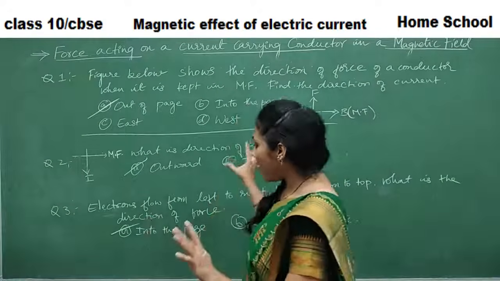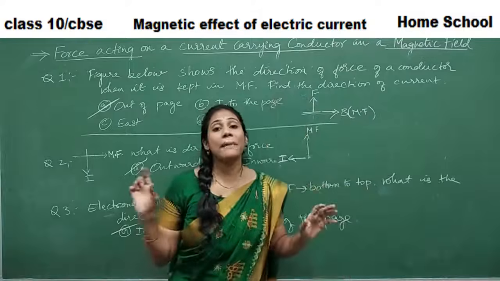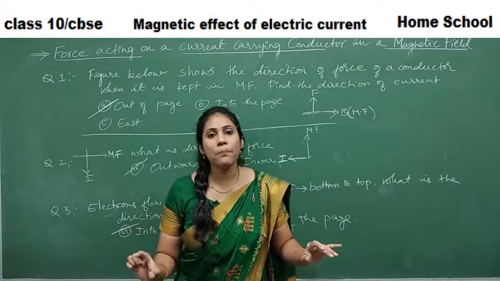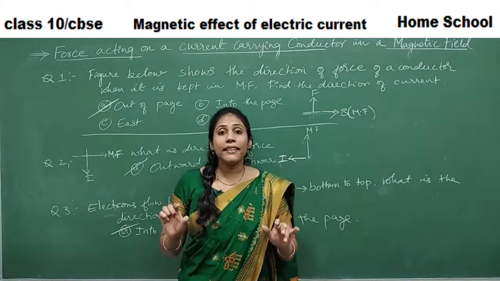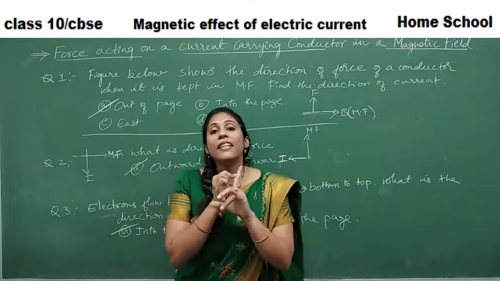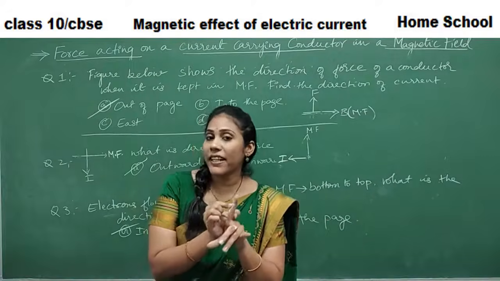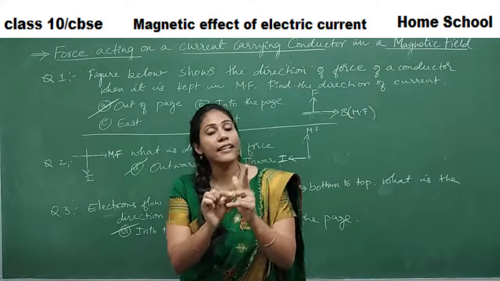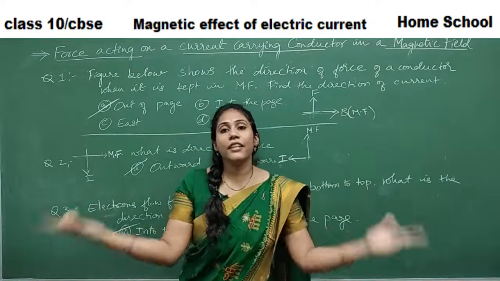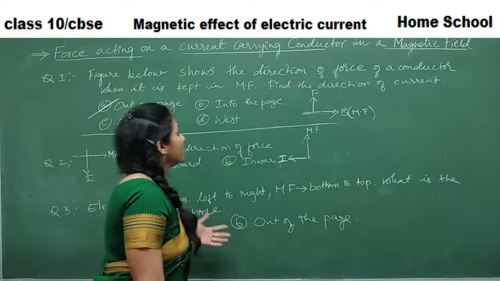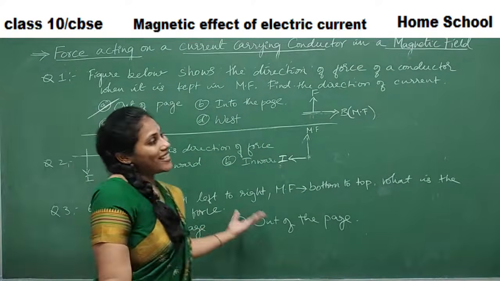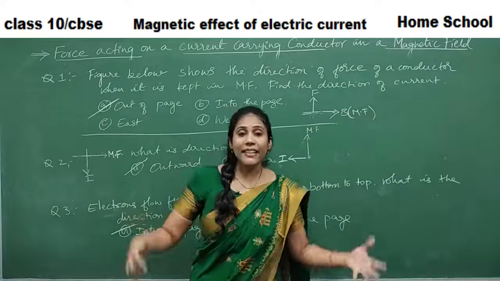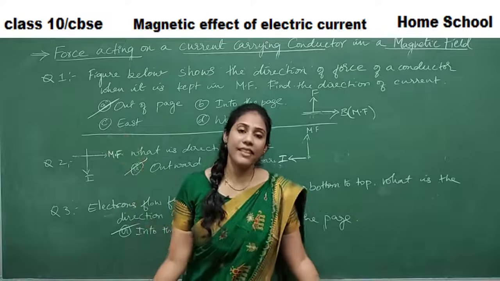So this is how you will have to work with Fleming's left hand rule, which is very, very, very important. Its definition is important, and they can also ask questions like: what does the middle finger indicate in Fleming's left hand rule? Current. What does the index finger indicate? Magnetic field. What does the thumb indicate? The direction of force. This is how they can ask MCQ or 1 mark questions, so you have to be ready to answer whatever type of questions they ask.